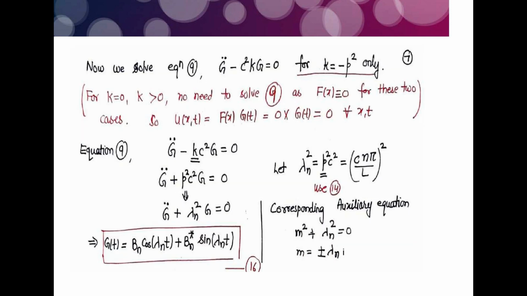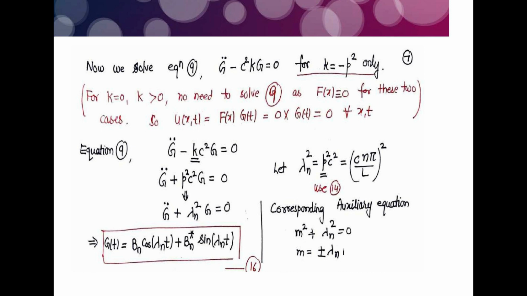Now we solve equation number 9 corresponding to the variable t. In case 1 and 2, when k was 0 or positive, we didn't solve equation number 9, because in those cases capital F of x was 0 for all values of x. So even if g of t is non-zero, the product of f and g is always 0. So we are solving equation number 9, which is g double dot minus c square k g equal to 0, only for the case when k is minus p square.